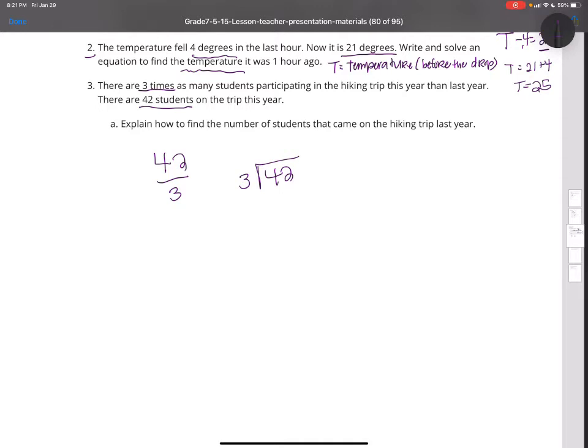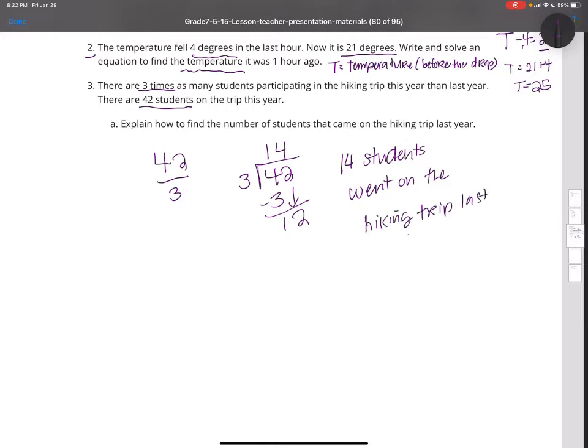Then I ask myself, well, how many times can 3 go into 4? One time. How many times could 3 go into 12? 4 times. And how many students was on the hiking trip that came last year? 14 students went on the hiking trip last year.